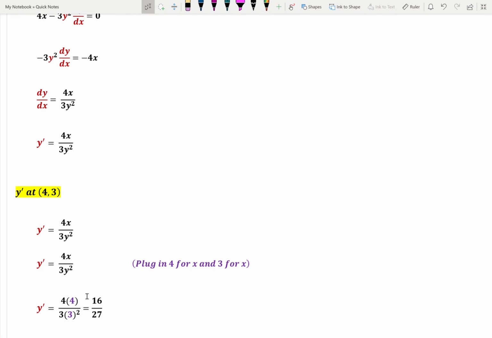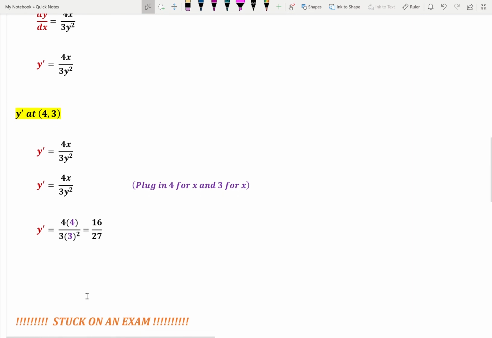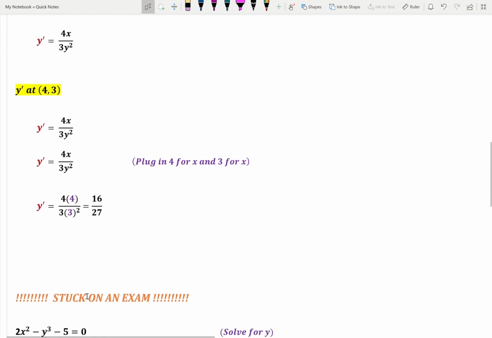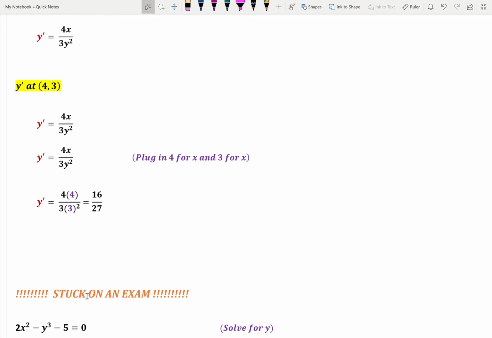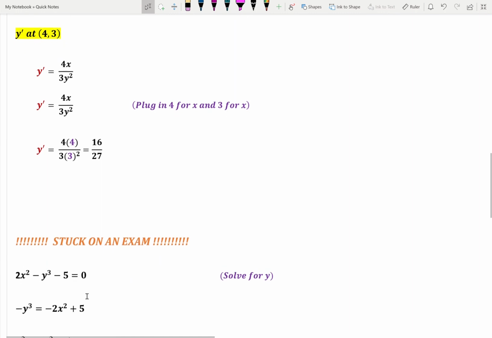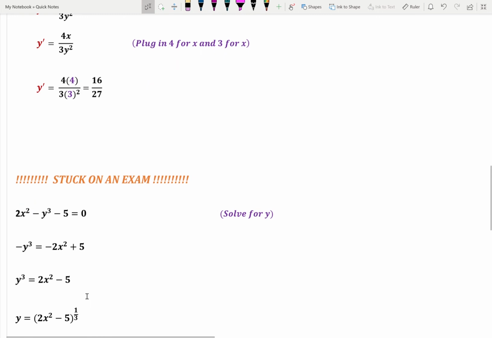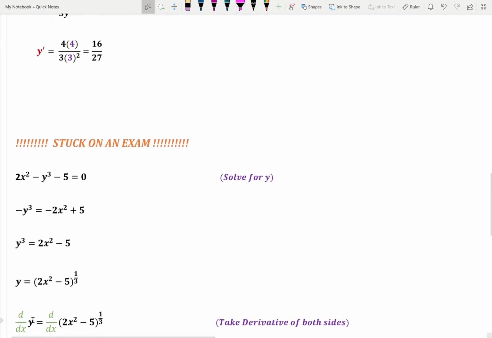Not bad, right? Okay, so what if you're taking a test and you completely forget how to do implicit differentiation? For this question, what you could have done was just solve for y. You could rearrange this whole thing so that you have only y on one side. Once you solve for y, you can just differentiate like normal. For this one, you have to use the chain rule.